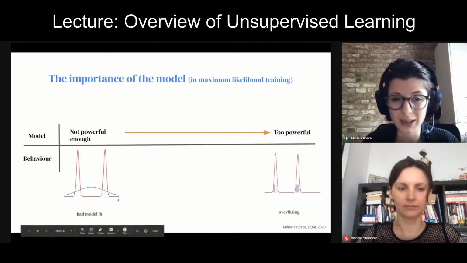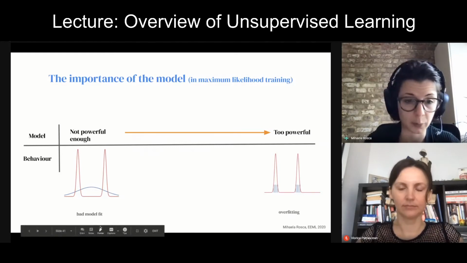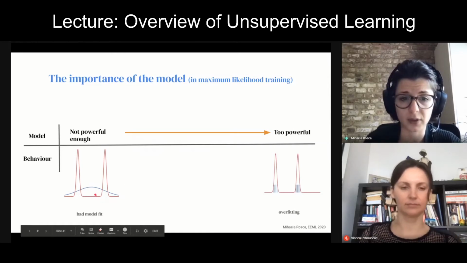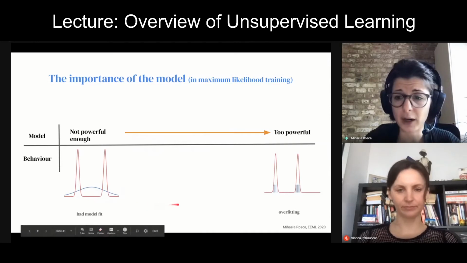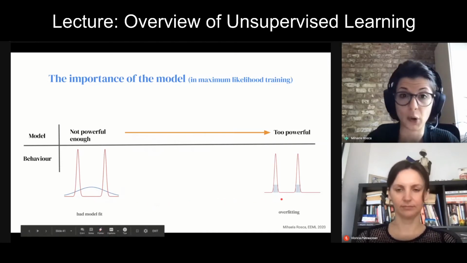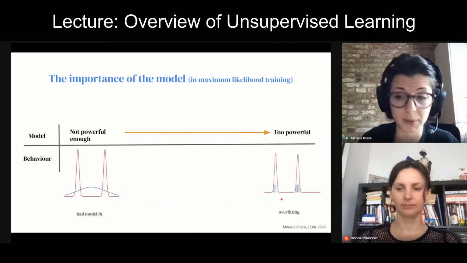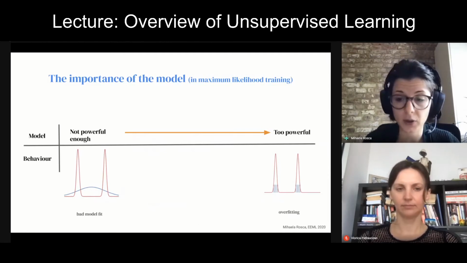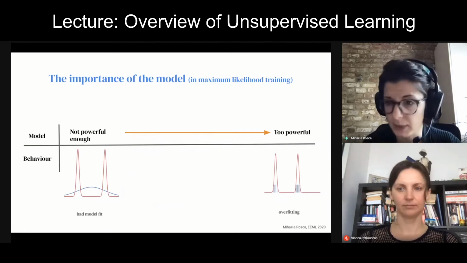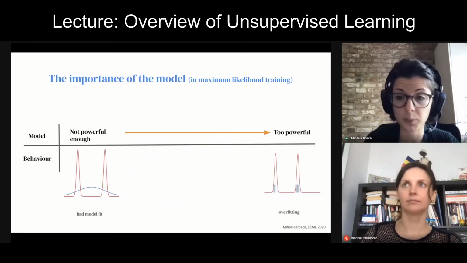So this is not really what we would want to have in practice, because now we have a lot of mass of our distribution here. This is not great. Now, if our model is too powerful, we have overfitting. So overfitting is also a problem in generative modeling, not only in supervised learning. The standard symptom of overfitting is that we're not putting mass in between similar data points.